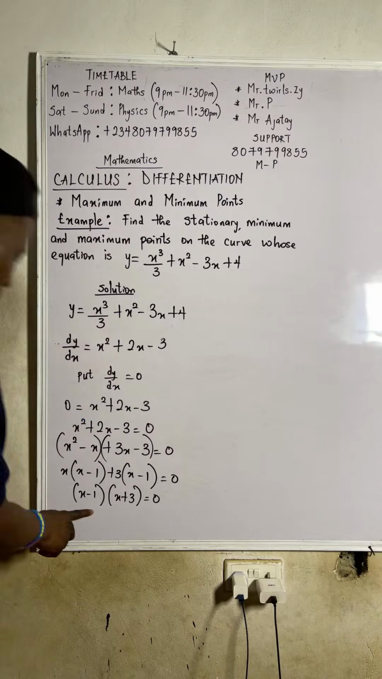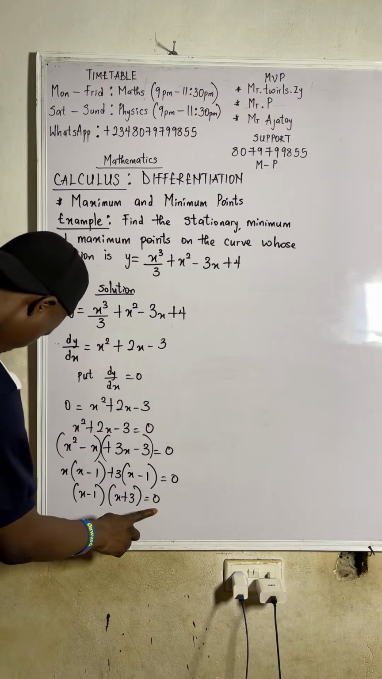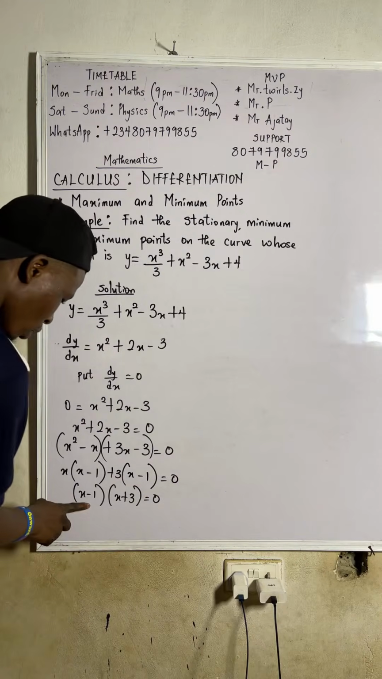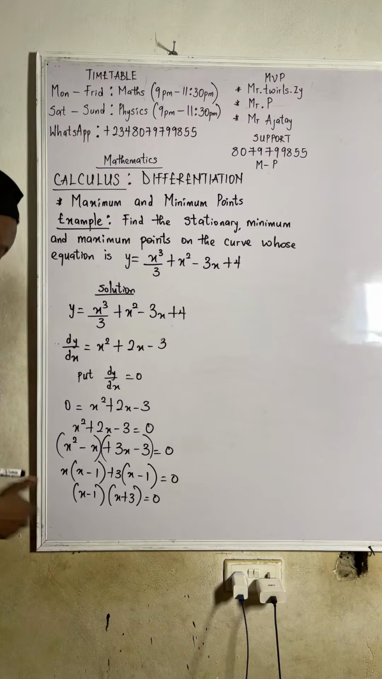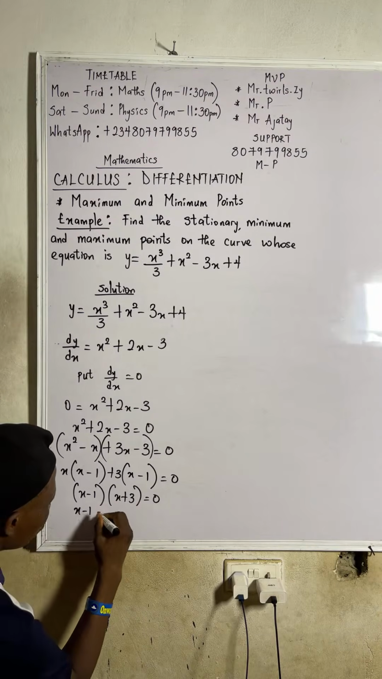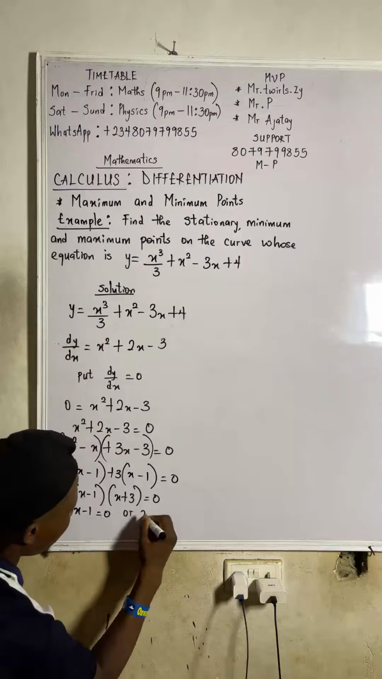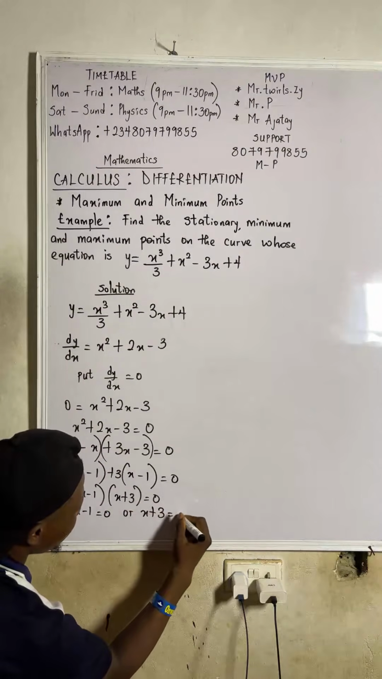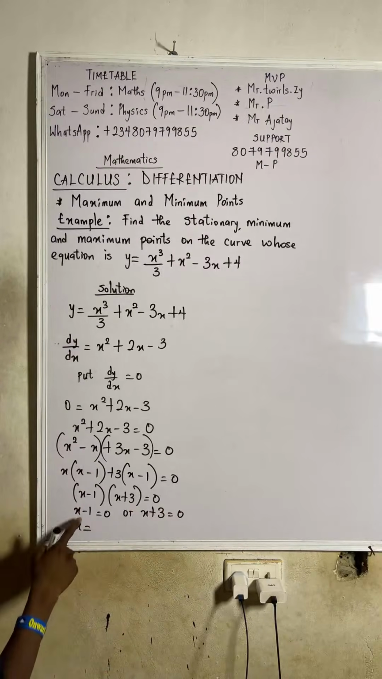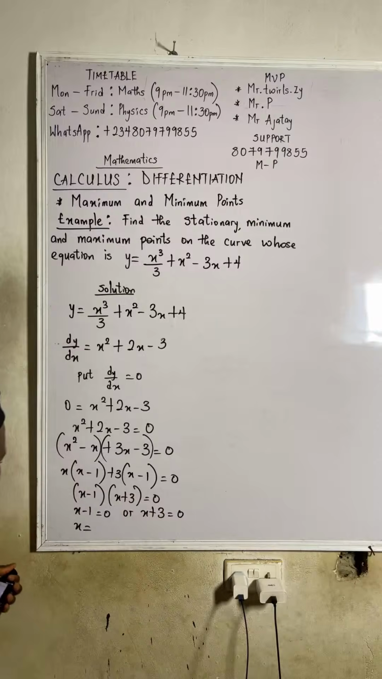Alright. So the next thing is to what? Equate this one to 0. Welcome in everyone. You equate this one to 0. Then you equate this one to 0. So when you equate it to 0, you say x minus 1 equals 0 or x plus 3 equals 0. So x will be equals to what?